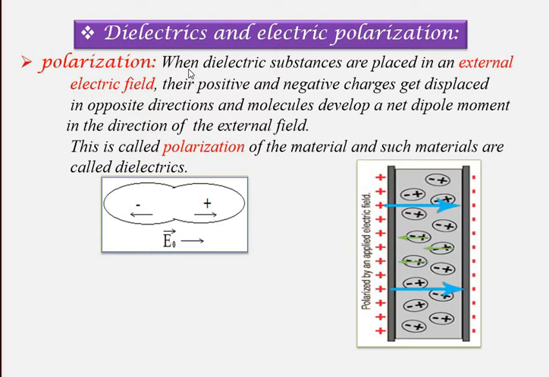See again the definition. When the dielectric substance is placed in an external electric field, dielectric material is here, their positive and negative charges get displaced in opposite directions, and they develop a net dipole moment in the direction of the external electric field. This is the direction of the external electric field from positive to negative charge. And this is called polarization of a material, and such materials are called the dielectrics.